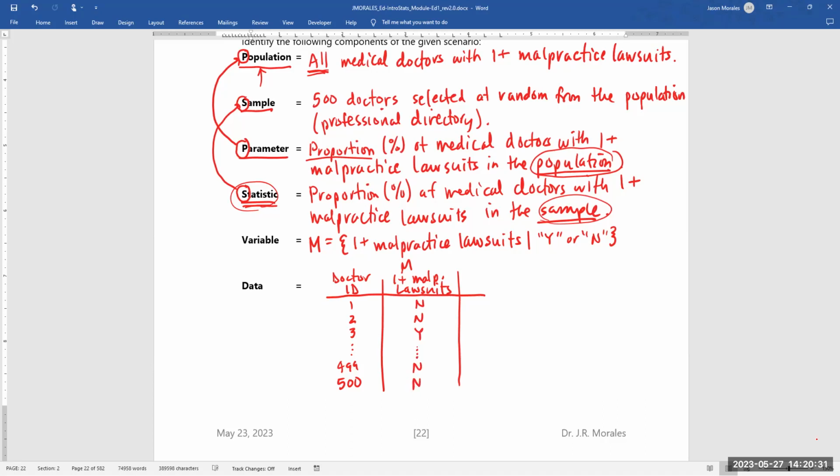So you can see our variable M is composed of labels. So M is actually a categorical variable.